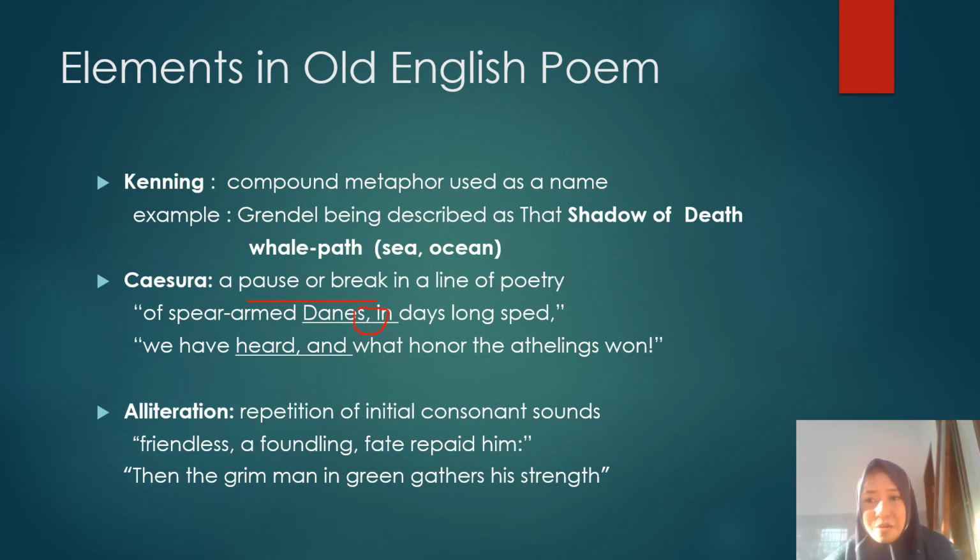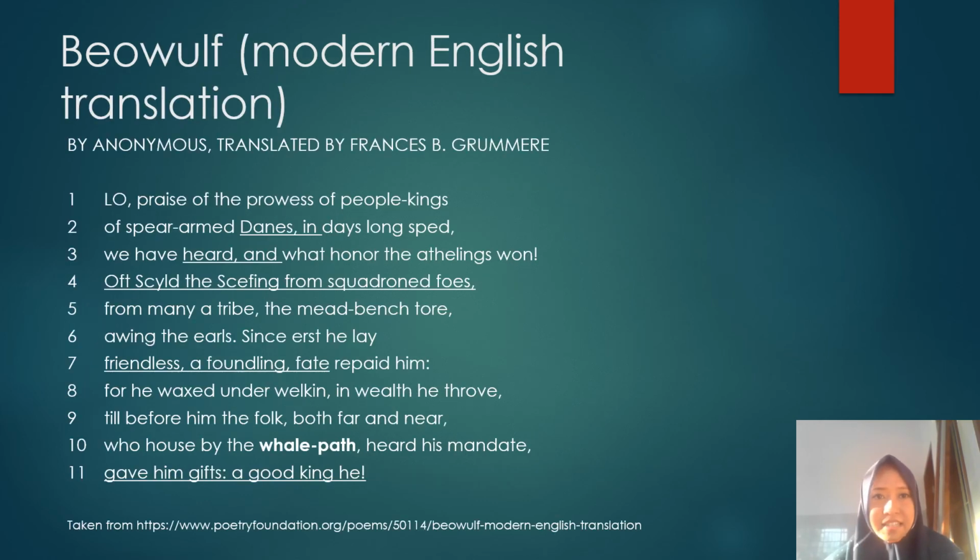Okay, so now let's try to apply it to the poem of Beowulf. This is the poem of Beowulf. This is the translation in modern English, because in the earlier slides I introduced the poem, but that is not in modern English translation, and this one is. Look at this one. Let's try to take a look at the kenning first, or the metaphor.